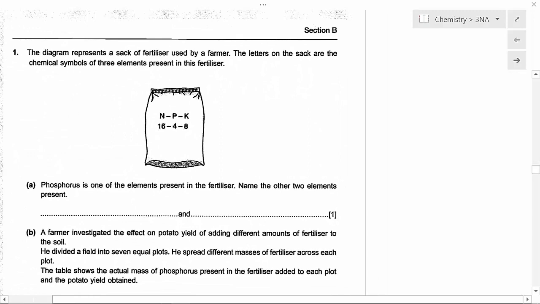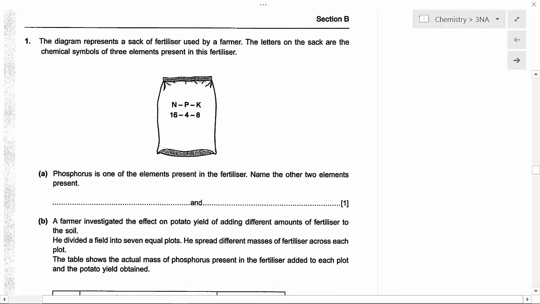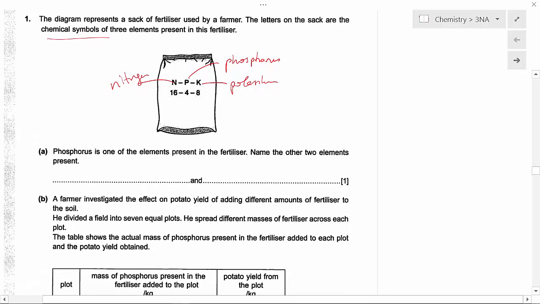Next question. Okay, letters are chemical symbol. They are chemical symbol. So let's look at chemical symbol. N refers to nitrogen. K refers to potassium. And P is phosphorus. Phosphorus is one element present in the fertilizer.